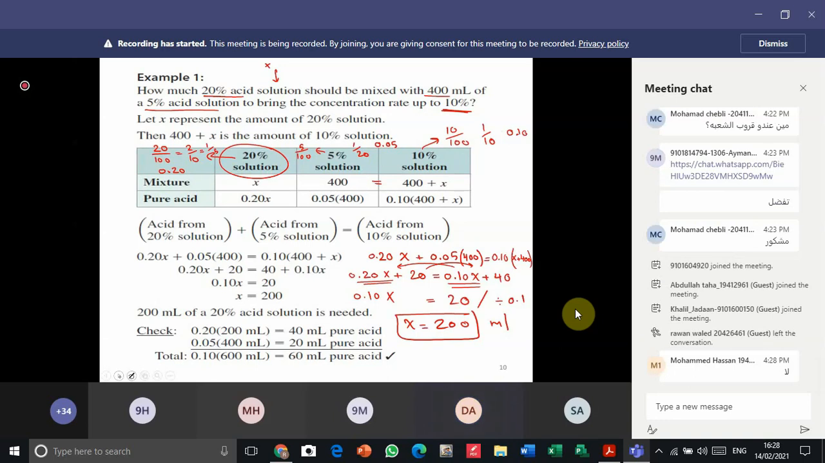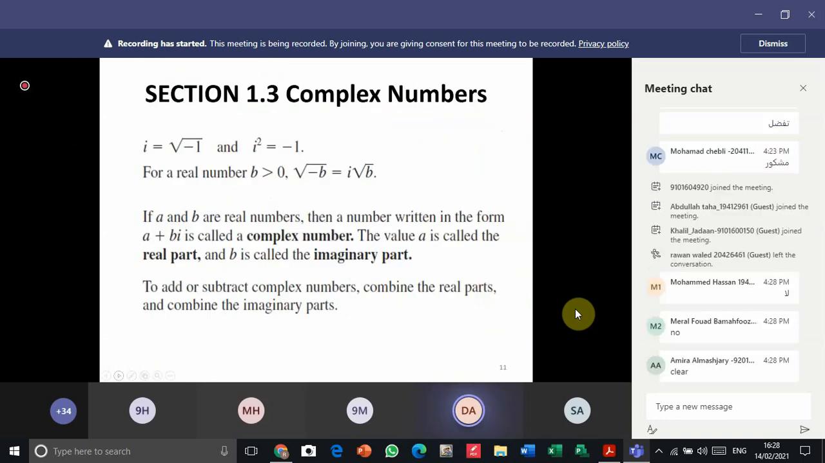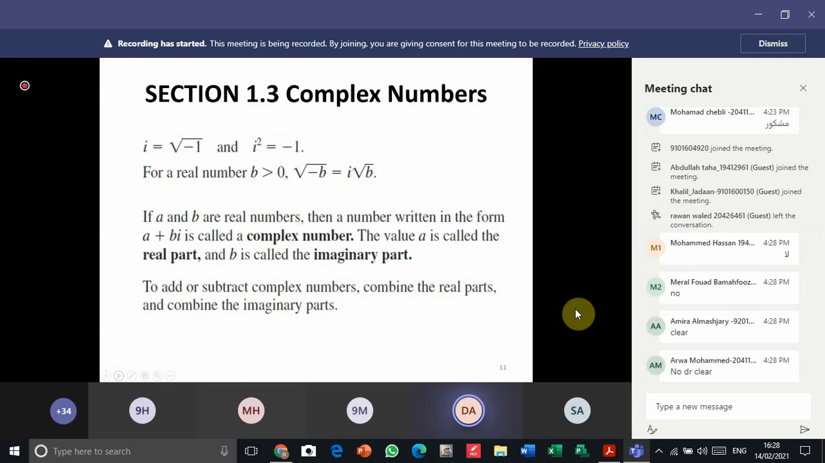Okay, any question? Look at the complex number. Complex number, we have here two types, real part and imaginary part. So the complex number is in two parts, a plus b I. This a is the real part and b is the imaginary part.